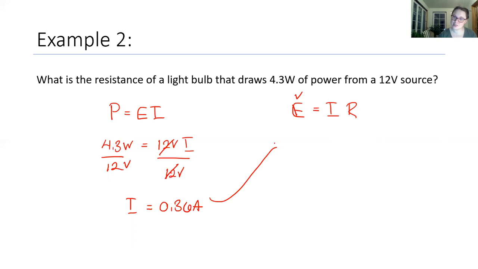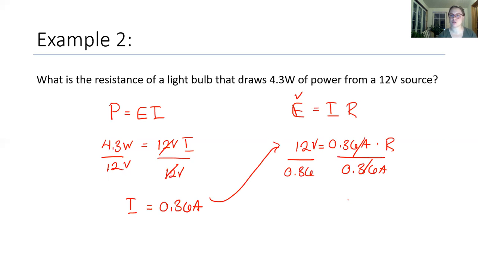Now we take that current and plug it in over here. So 12 volts is equal to 0.36 amps times resistance. Divide by 0.36 on both sides. Just really simple algebra. Resistance is equal to 12 divided by 0.36, which is 33 ohms. So this is supposed to be an R. My apologies, it's one of the messiest R's I've written. There, and that finishes off that section.